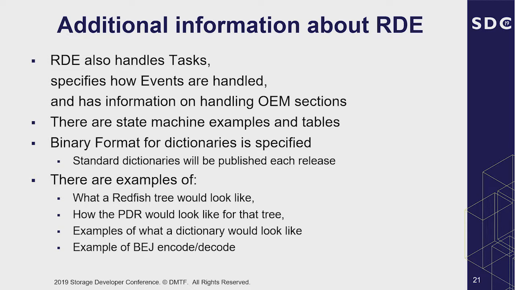It specifies how events are handled, so if something bad happens, somebody pulls a disk drive, pulls a cable, whatever, that event has to go back to the BMC. That's all handled. There's information for how to do OEM dictionaries and OEM sections. There's state machines and examples in the appendix at the rear of the spec. The binary format for the dictionaries is specified, and there's a bunch of examples of what a Redfish tree and payload would look like. So we tried to do as much as we could to help folks out the first time around.